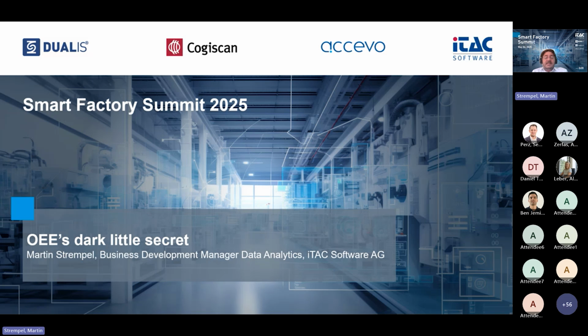And while this is a trusted metric and has been used for decades, it actually has some significant flaws. The secret that is costing manufacturers time and money and clarity. So today, a little bit more away from the technology. This is a little bit more philosophical, a journey I'd like to go on with the audience today. I would like us to rethink how we measure what truly matters in the production line and production facility.